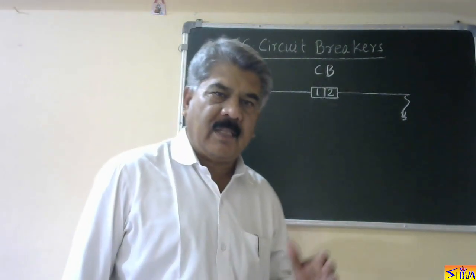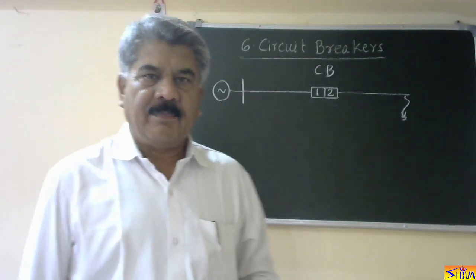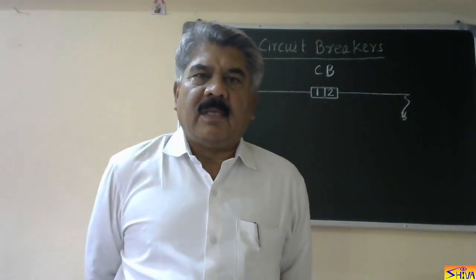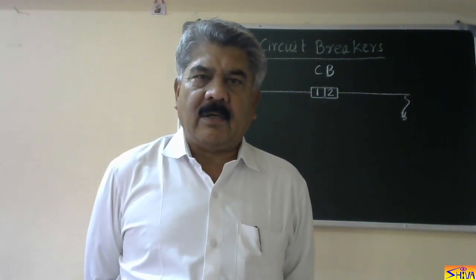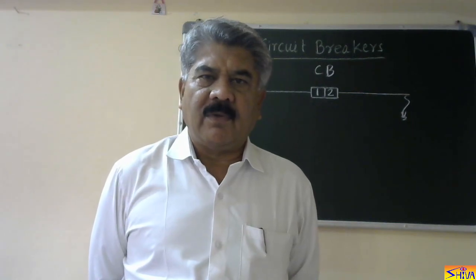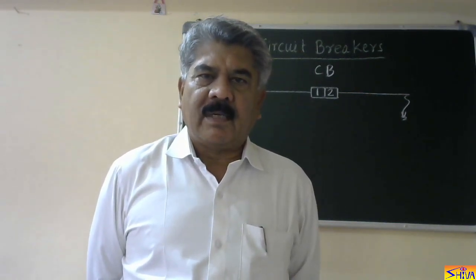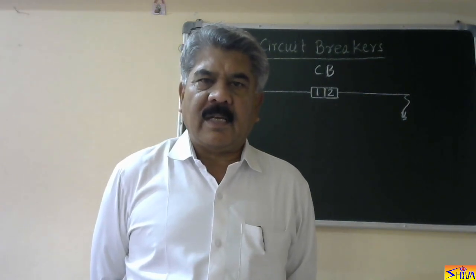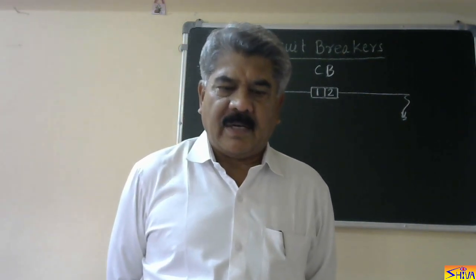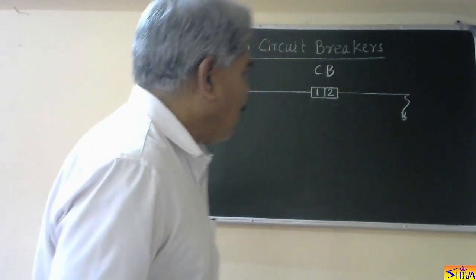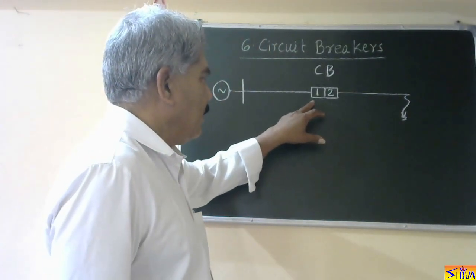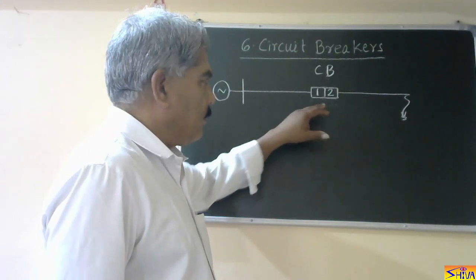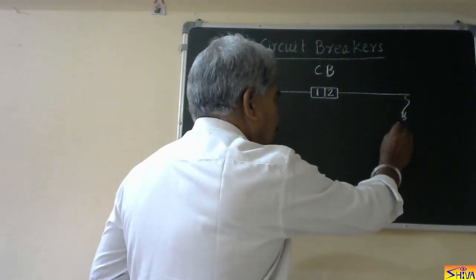Now let us start with the definition of circuit breaker. Definition is, these are nothing but two current carrying electrodes which are normally engaged but separate when their trip coil is energized, and trip coil is energized when the relay operates. So here I have shown a circuit breaker which consists of two electrodes. Let us say it is fault.